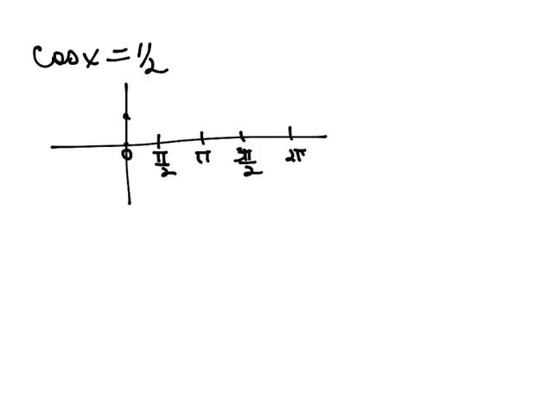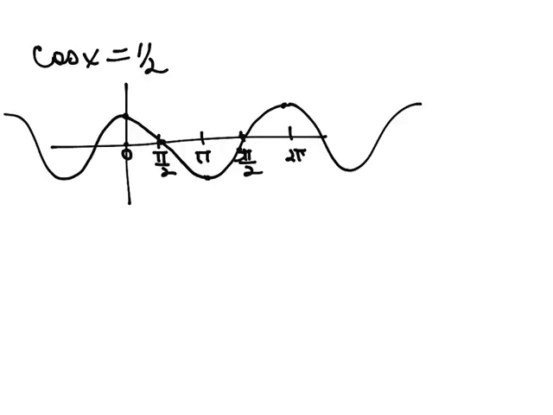It starts at 1, goes to 0, goes to -1, goes to 0, goes back up to +1. So there is one cycle of the cosine graph. Now realize that this graph continues indefinitely. So we're trying to find all the values for which cosine is equal to 1/2.